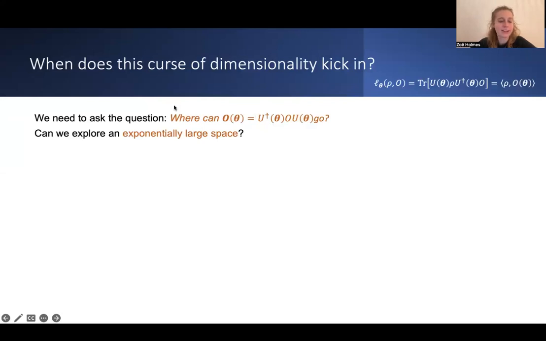So to understand more concretely when barren plateaus kick in and when they can be avoided, let's think again about this form of the loss. We're looking at the inner product between the state and the propagated observable. To figure out when this can be big, when it can be small, when it's going to vary substantially with theta, or when it's going to be fixed to some value, we need to ask: where can this Heisenberg-evolved operator go? When can we avoid the exponentially large space?